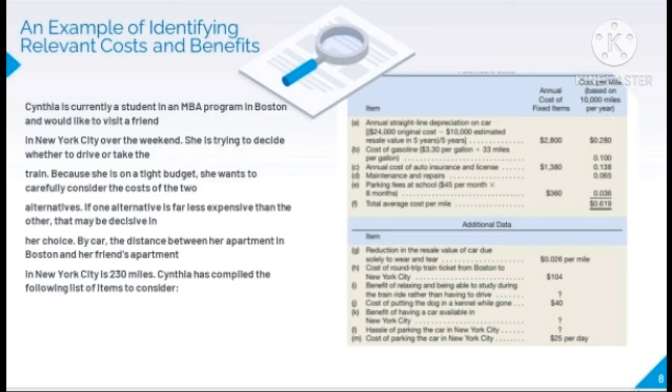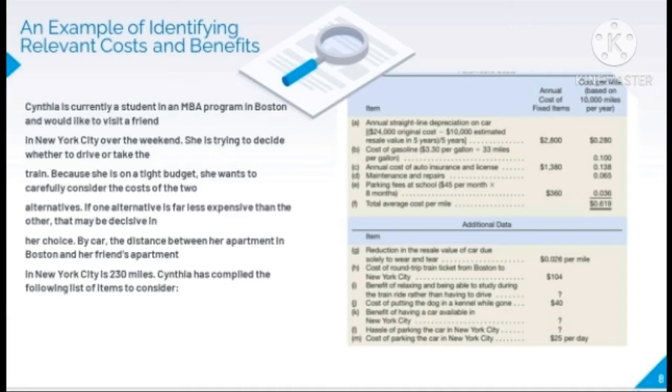Because she is on a tight budget, she wants to carefully consider the cost of the two alternatives. If one alternative is far less expensive than the other, that may be decisive in her choice. By car, the distance between her apartment in Boston and her friend's apartment in New York City is 230 miles. Cynthia has compiled the following list of items to consider.